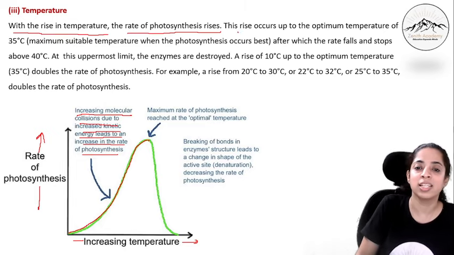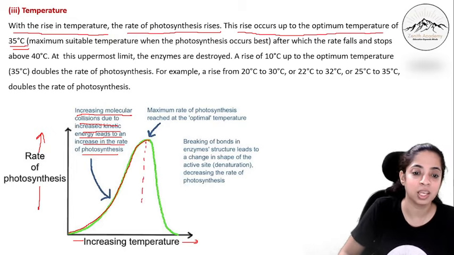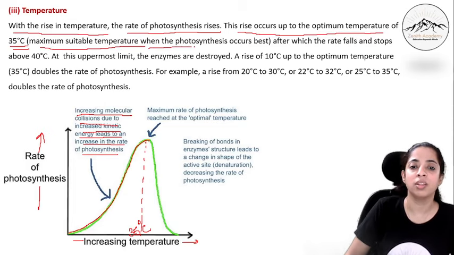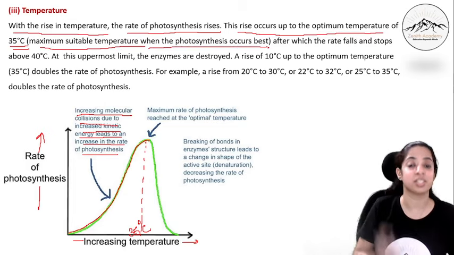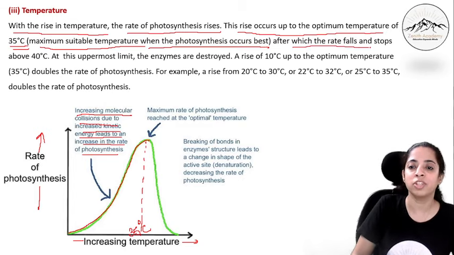So this rise occurs up to an optimum temperature of 35 degrees. If you see here, this rise keeps on happening till 35 degrees. This is the maximum suitable temperature when photosynthesis occurs the best. This can be asked in your MCQs, remember this. Now after this the rate falls.